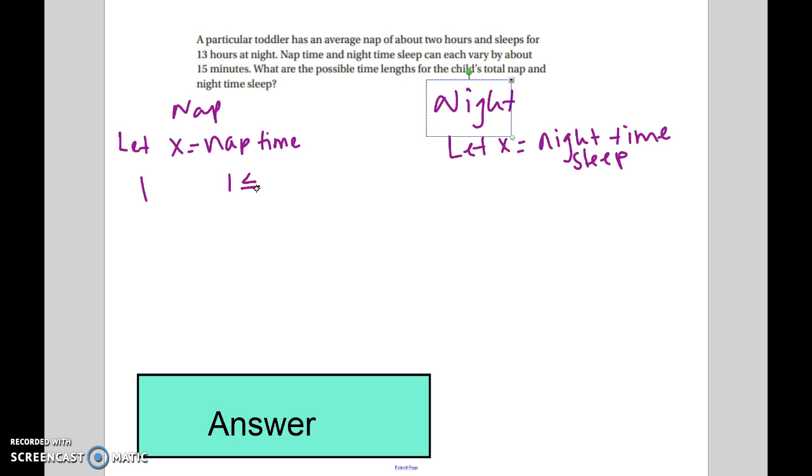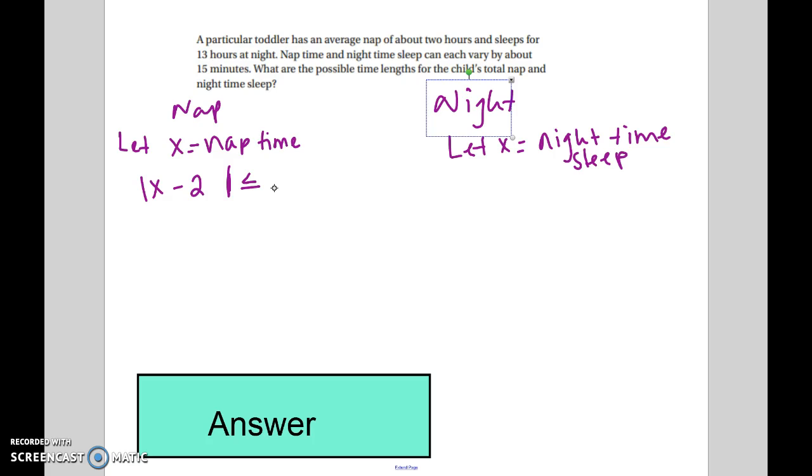Since my let statement is nap time, what am I trying to find? I'm trying to find the actual amount of time that they slept. But on average, they sleep 2 hours. So I want the amount of time that they slept, x, minus the 2 hours, to be less than or equal to the variation, right? And it can vary by about 15 minutes. So I don't want it to go over 15 minutes. I want it to be either 2 hours, between 2 hours and 15 minutes, or an hour and 45 minutes. It can only vary by 15 minutes from that 2 hour mark. So x minus 2 is less than or equal to 15 minutes.